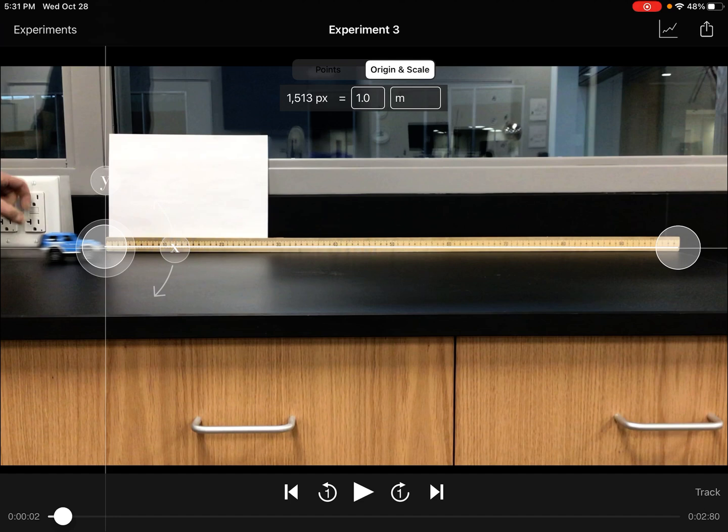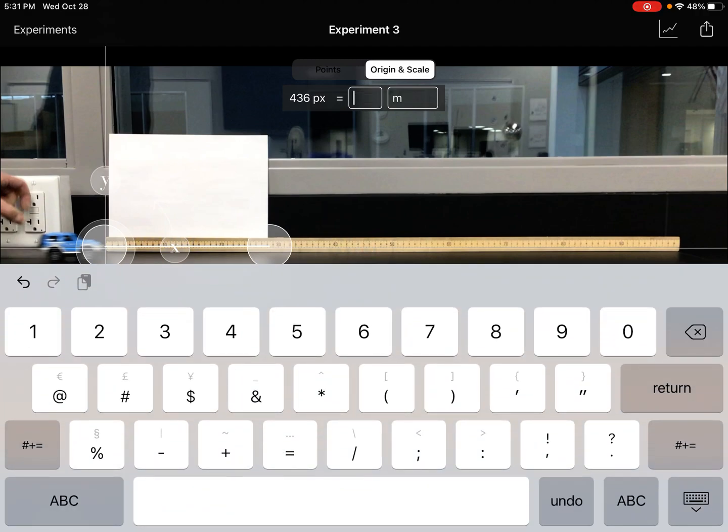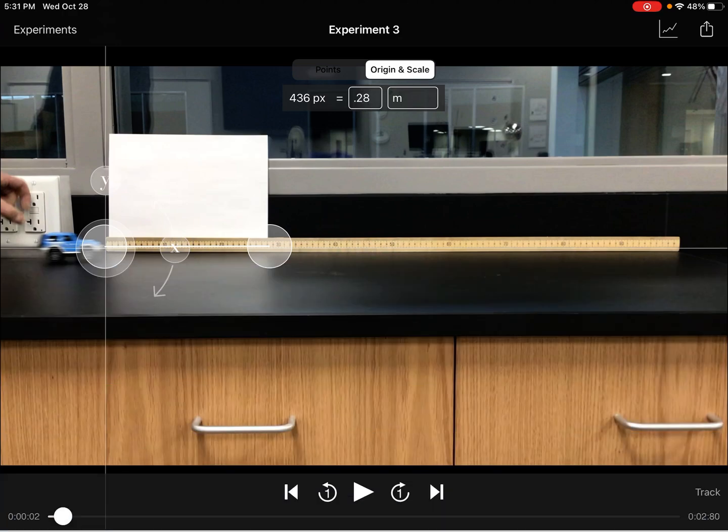Now, again, if you don't have a meter stick and you just have something like a piece of paper, I can use the piece of paper in the same way. The difference is a piece of paper is 28 centimeters, so that would be 0.28 meters. That will achieve the same result. Okay, so I've got an origin and a scale for my setup.